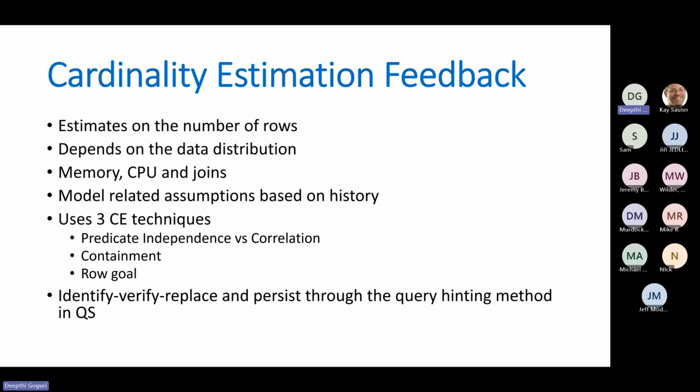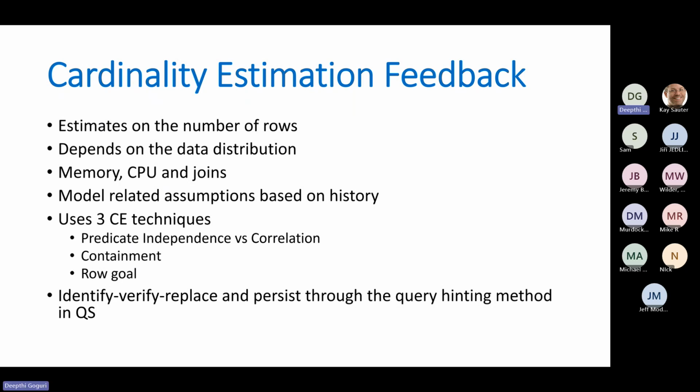The next one is interlinked with the previous one: the cardinality estimation feedback. Again, like I said, the cardinality estimates are the key to deciding how much memory grant to give, what sort of join or operator inside the query plan to use, and how much CPU to use. All of that information is based upon statistics, right? So SQL Server will use three cardinality estimate techniques. I'm not going to go very deep into it, but I will give you an overview and you will get an idea of it.